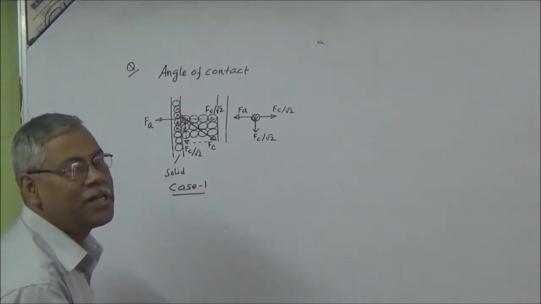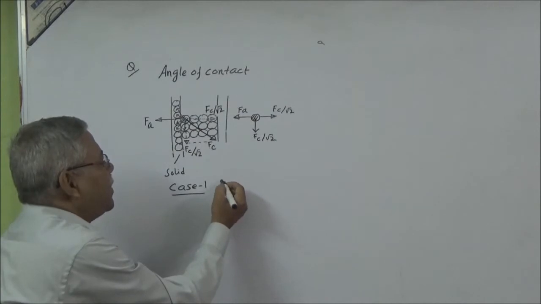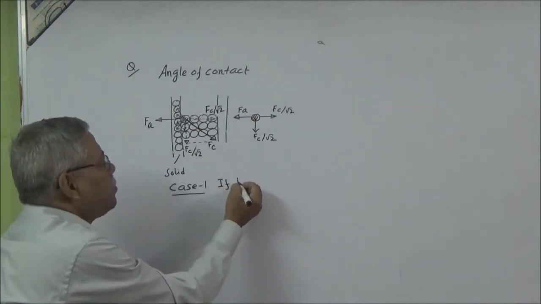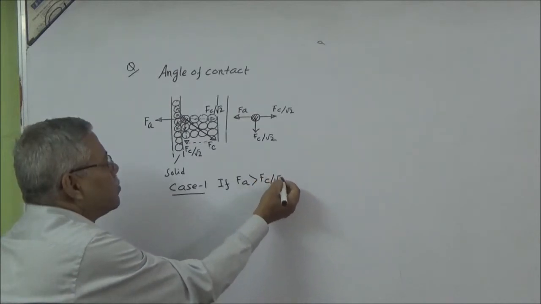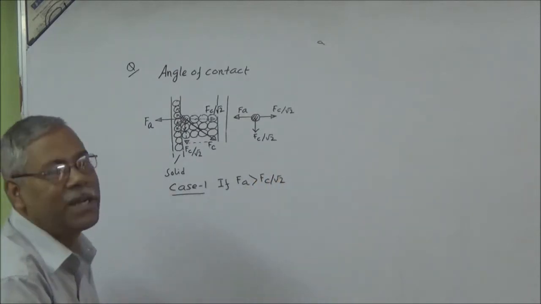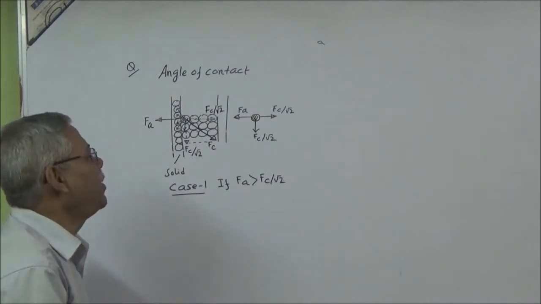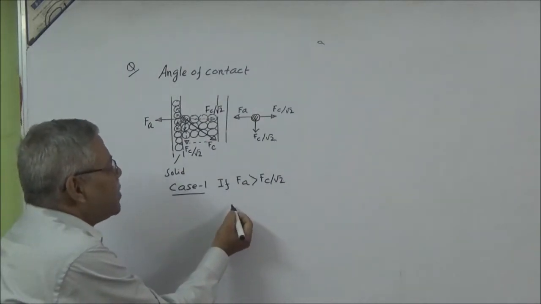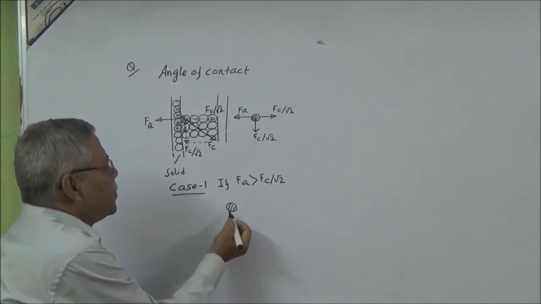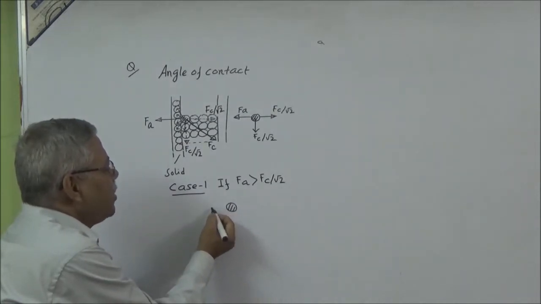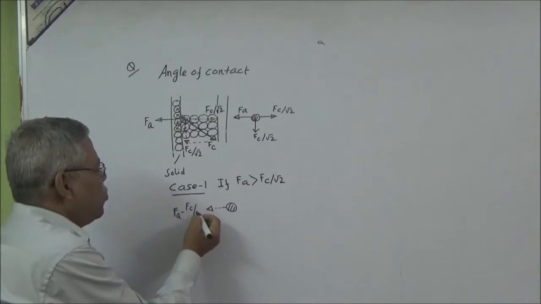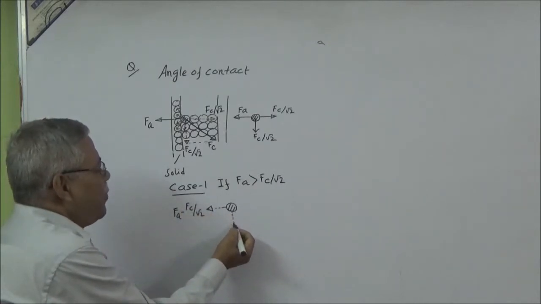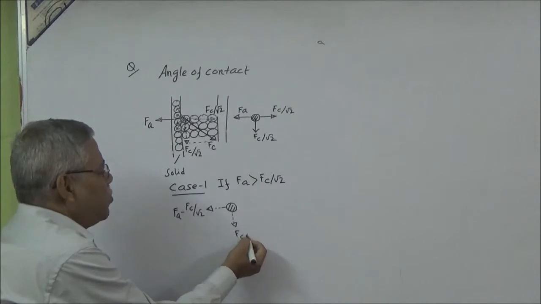That means solid and liquid, such that Fa is greater than Fc by root 2, then what will happen? If Fa is greater than Fc by root 2, then the resultant force will be in this direction. This is Fa minus Fc by root 2, and in this direction you have a force Fc by root 2.